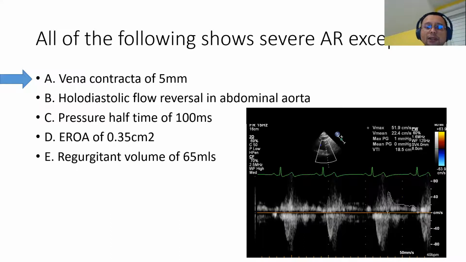So once again, I repeat, the value for severe aortic regurgitation for vena contracta is 6 millimeter. Holodiastolic flow reversal is specific for severe aortic regurgitation, but it is not sensitive, especially for chronic AR. Pressure half time less than 190 millisecond is considered severe aortic regurgitation. EROA of 0.3 centimeters squared and regurgitant volume of 60 mils is considered severe aortic regurgitation.